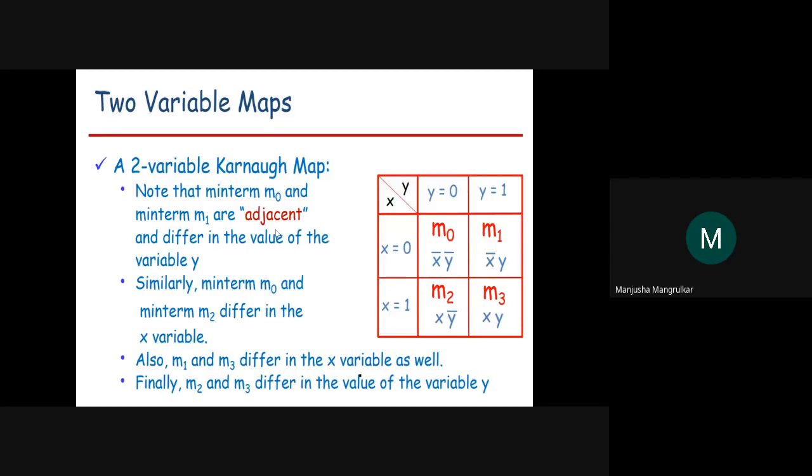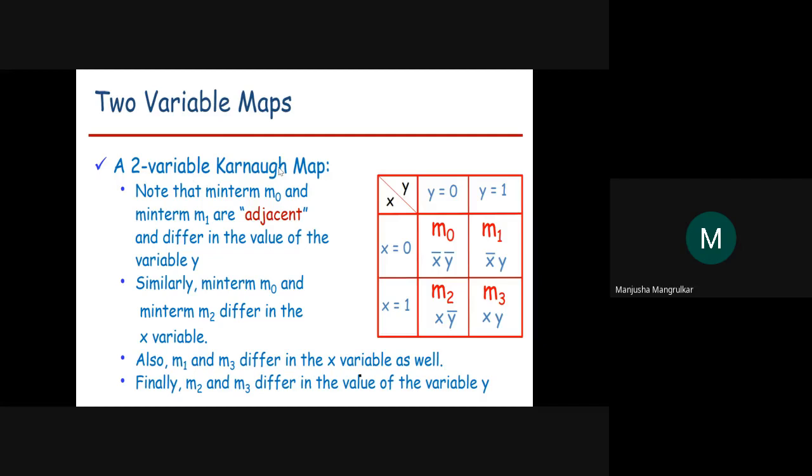Now, the two-variable K-map. It is very simple. We have seen two variables till now. There are X and Y variables, right? So, how many maximum conditions for two variables? 2 to the power n. That is four conditions. Four conditions means what? 0 0, 0 1, 1 0, and 1 1, right?